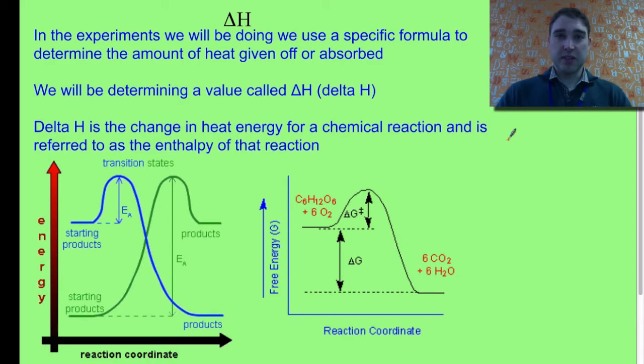So what is delta H? Delta H is the symbol for enthalpy. Enthalpy is a description of how much energy is released or absorbed when a chemical reaction occurs. So it's the change in heat energy that occurs in a chemical reaction.